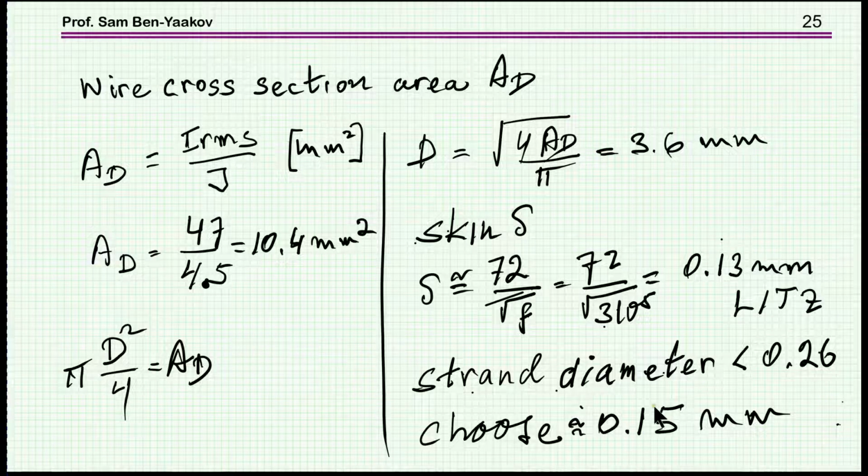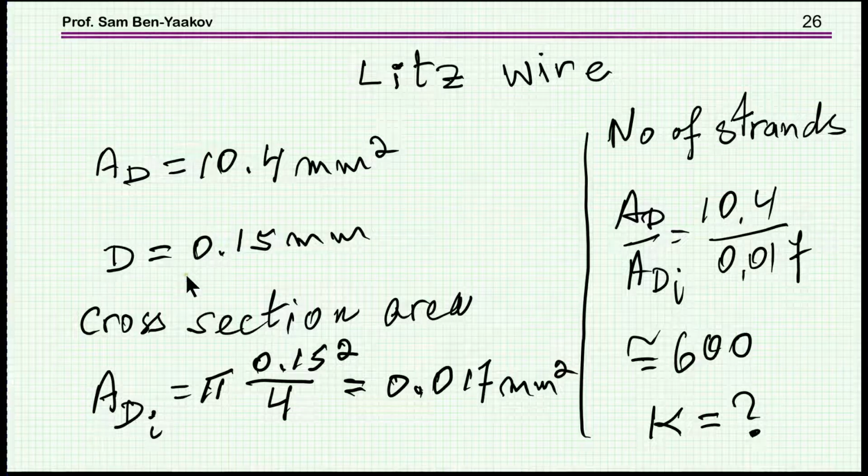So this is the wire, and now since we know the total area we need, we can find out the area of the single strand, and we find that we need 10 divided by 0.017. This is the area of a single strand. This is the total copper area. It's about 600 strands of wire that we need. Usually they'll come in bunches of several strands per bunch.